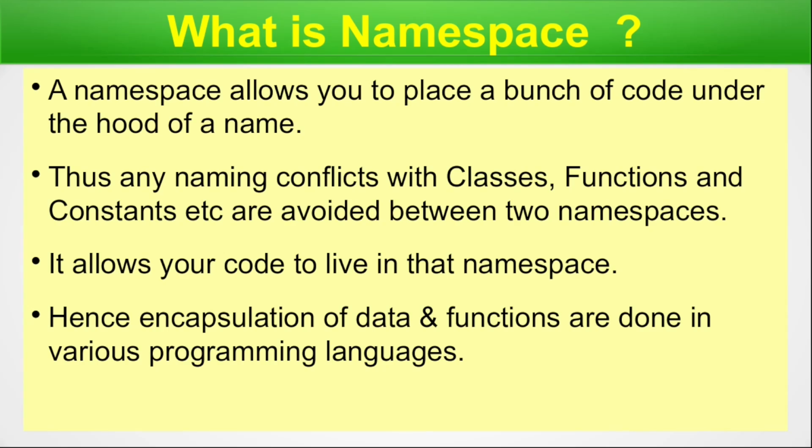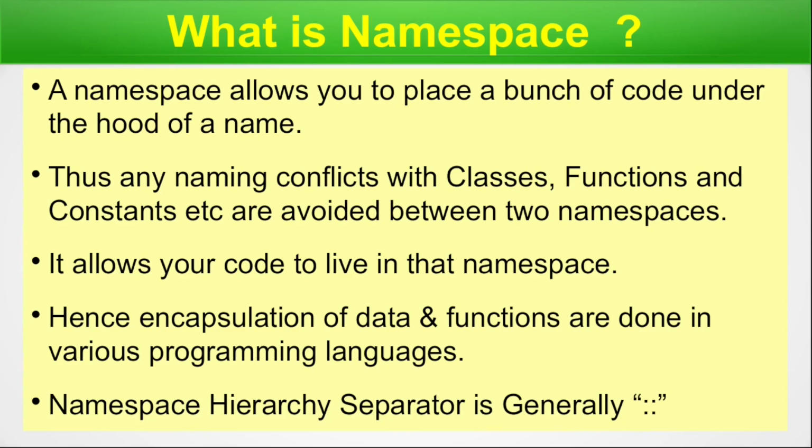The segregation I just mentioned is another way of saying that data and functions are encapsulated. That is, they are segregated and encapsulated inside a particular block, and that block is called a namespace. The namespace hierarchy separator is generally a double colon, and this is common in many programming languages, not only Tickle. In many programming languages, this double colon is used.